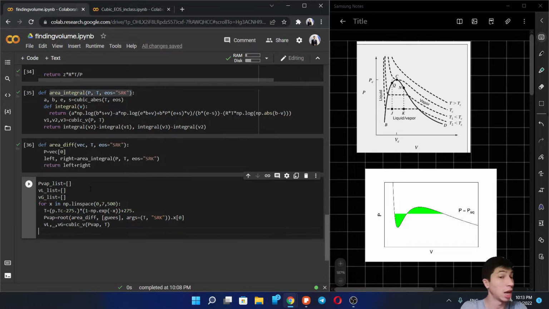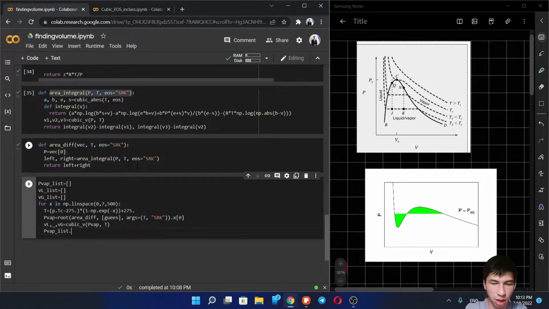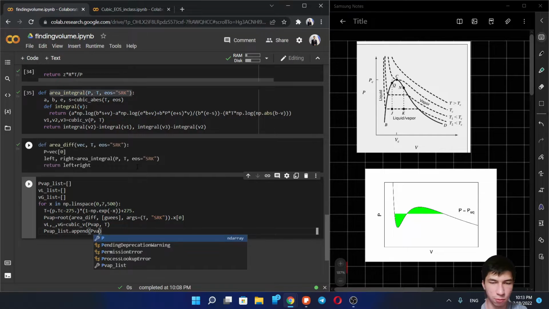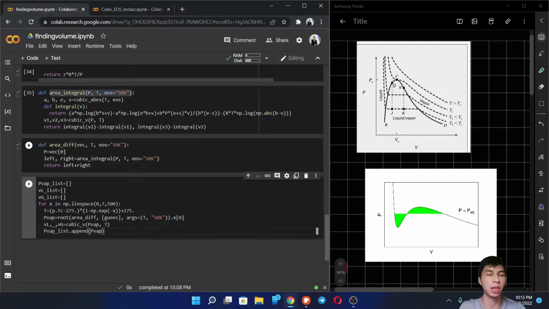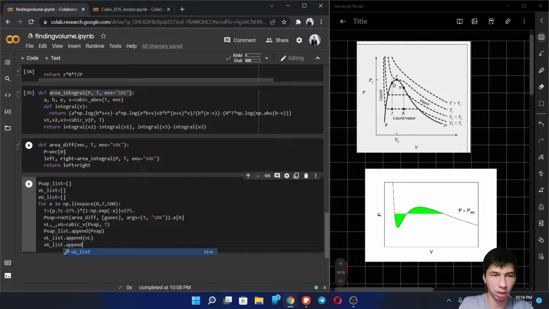And inside of a loop, we are going to add the values in each iteration. So we're going to have P vapor list append, and it's going to get the value from the calculated vapor pressure and add it to the list. And we're going to have our liquid volume list dot append VL. So it's going to take the liquid volume, and gas volume. The same thing is going to happen with this. So we're going to append our values to the list in each iteration.